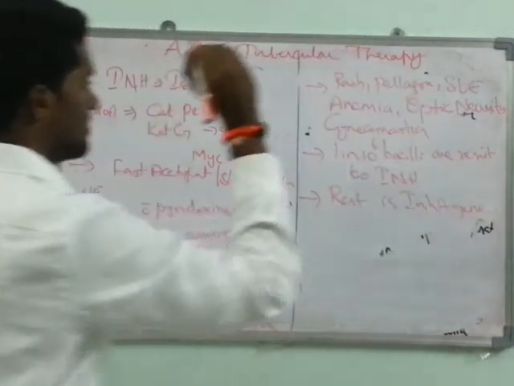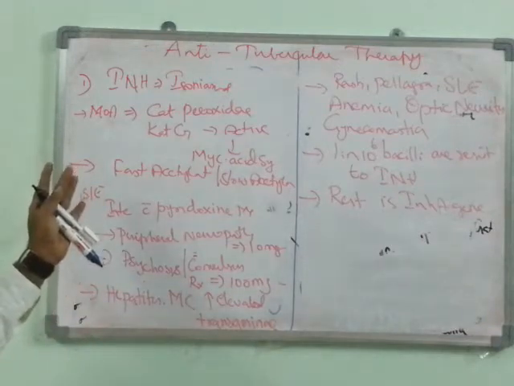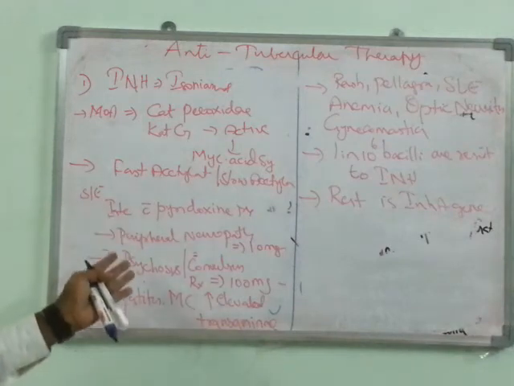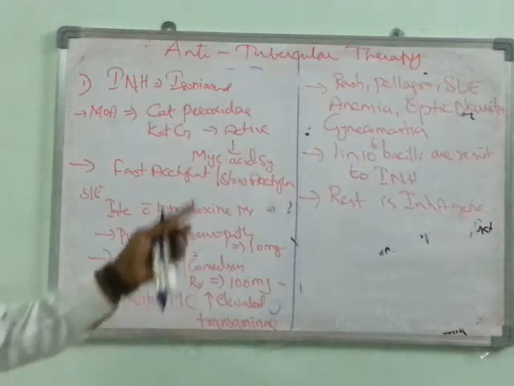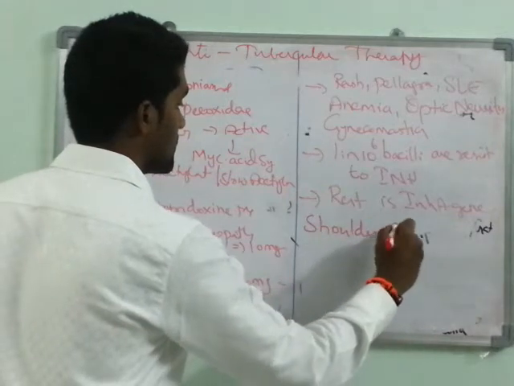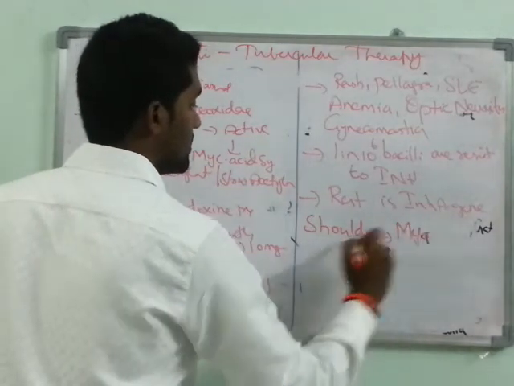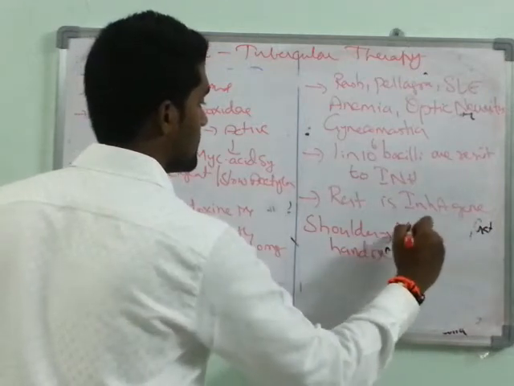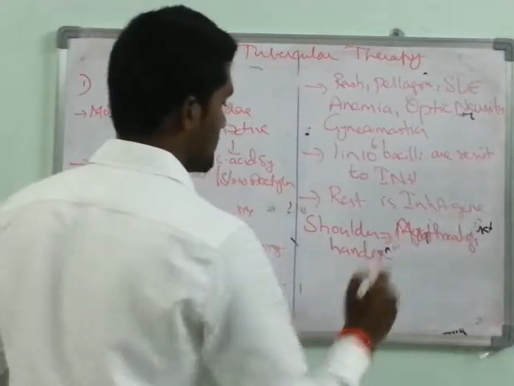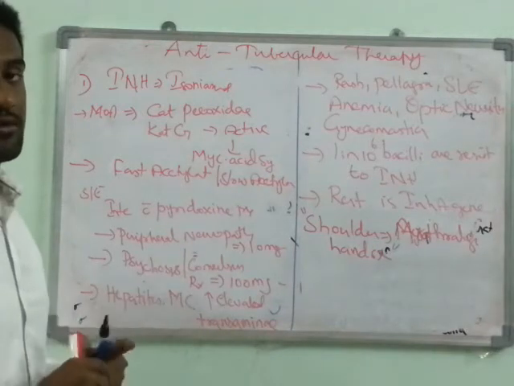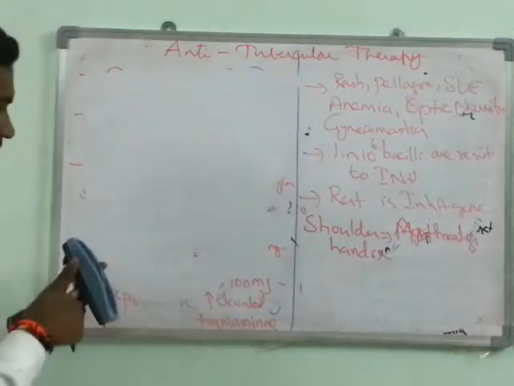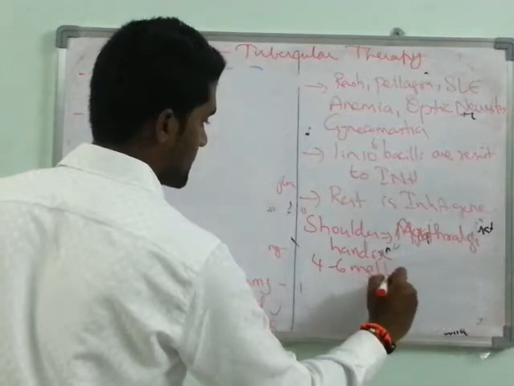INHA gene. So remember about INH: the mechanism of action, the presence of fast acetylators and slow acetylators, the side effects, why peripheral neuropathy, psychosis, convulsions, and hepatitis. Another side effect you have to remember is INH can also cause shoulder hand syndrome, characterized by arthralgia. This is important. Dose of INH is usually 4 to 6 mg per kg.